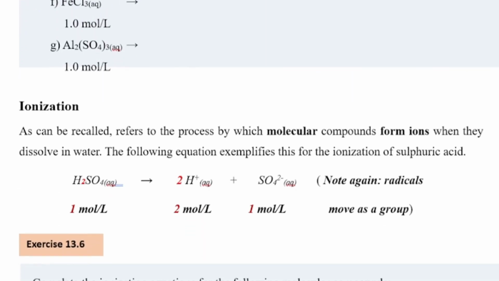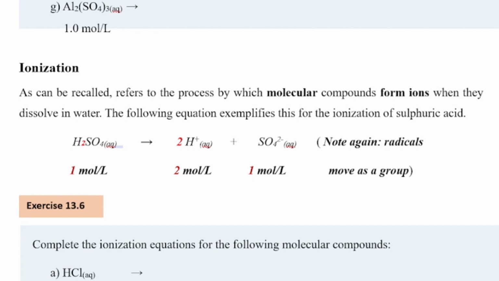Now we talk about ionization versus dissociation. You're going to have some molecular compounds that ionize in water. One of them is sulfuric acid. When sulfuric acid ionizes, 1 mole of it produces 2 moles of hydrogen ions and 1 mole of sulfate ions.